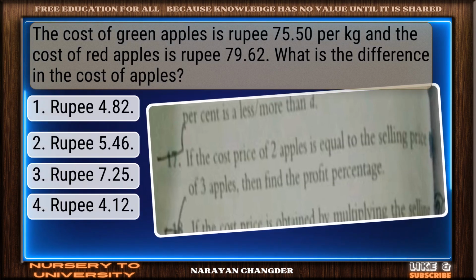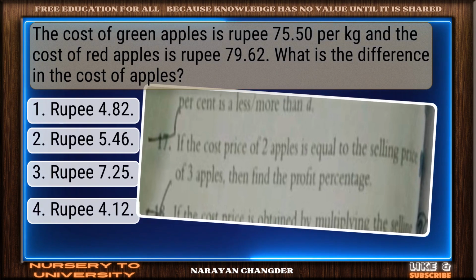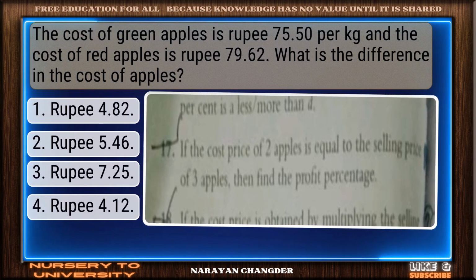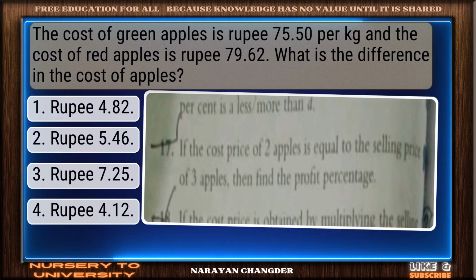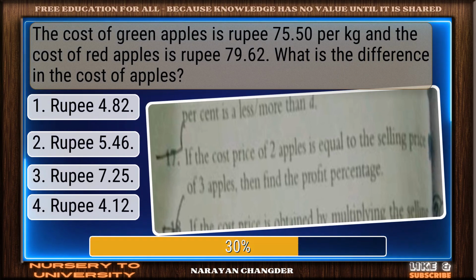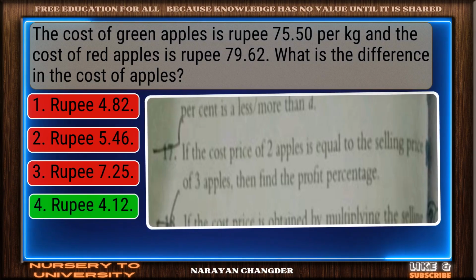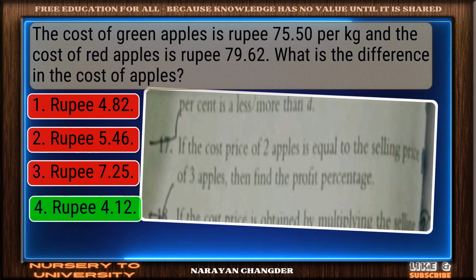The cost of green apples is Rs 75.50 per kg, and the cost of red apples is Rs 79.62. What is the difference in the cost of apples? You chose Rs 4.12, and it is correct.